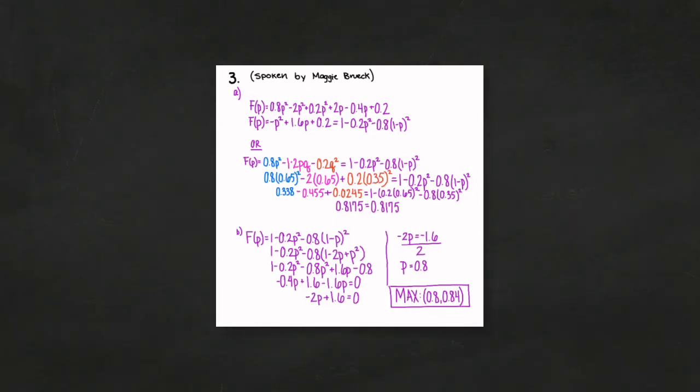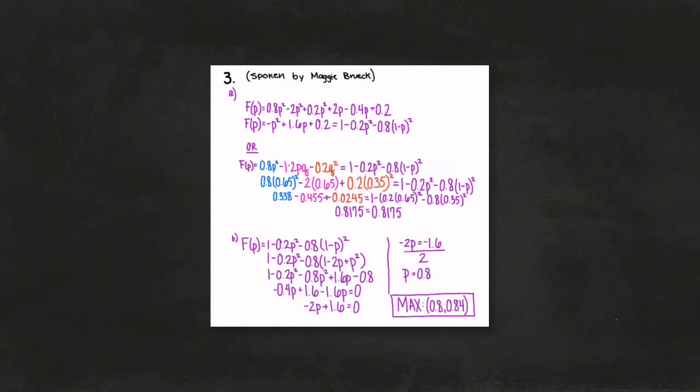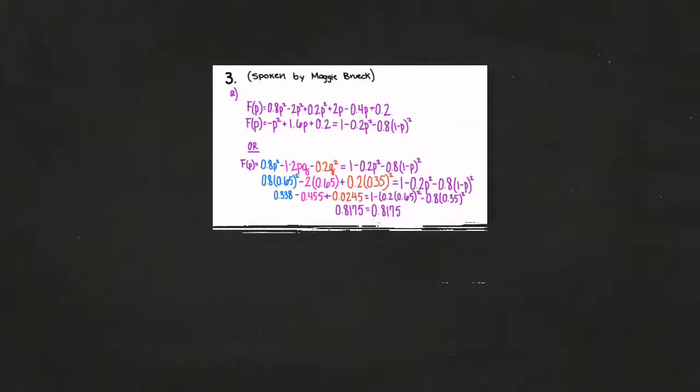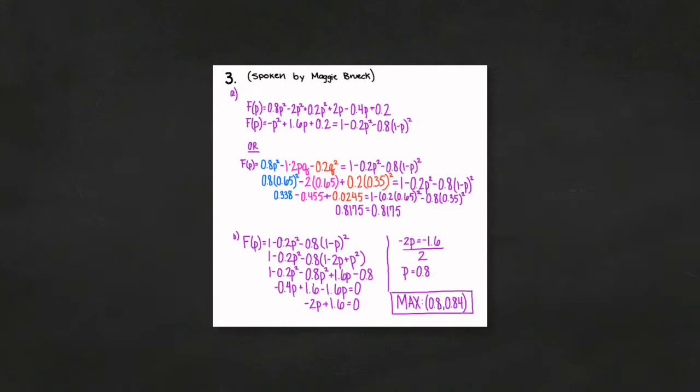Next, we can break up our −p² into −0.2p² and −0.8p², and 0.2 into 1 and −0.8. From here, we can factor out (1 − p)² from the last 3 terms. By doing this, we achieved our goal by getting the equation f(p) = 1 − 0.2p² − 0.8(1 − p)². The other way in which we can prove the equations equal each other is by simply plugging in the p and q values that we got from 2 into both equations. When we do this, both sides equal 0.8175.